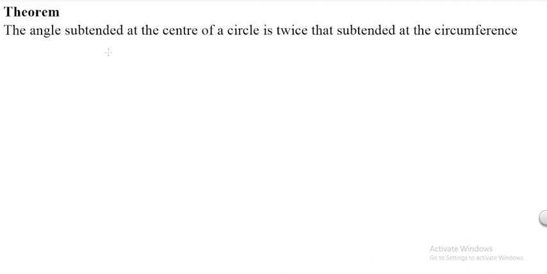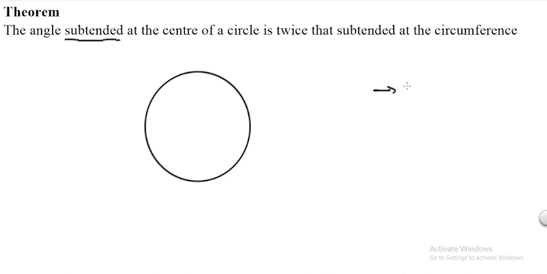The next theorem says the angle subtended at the center of a circle is twice that subtended at the circumference. Now let me show you a demonstration of this theorem. See, we have a circle. Now there's a keyword I would like you to understand here. Whenever you're told that an angle is subtended, you need to think of three things. Number one, a chord.